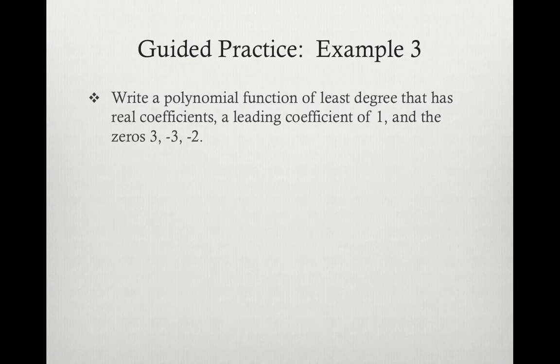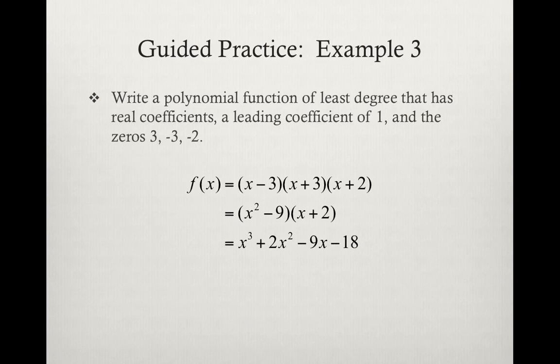All right, so let's check it out. Our zeros tell us that we have three factors, x minus 3, x plus 3, and x plus 2. If I multiply the first two factors together, they follow the sum difference pattern, so I can get x squared minus 9 from that. And then I can multiply that with the x plus 2 to get x cubed plus 2x squared minus 9x minus 18.